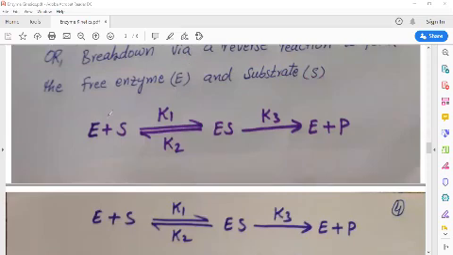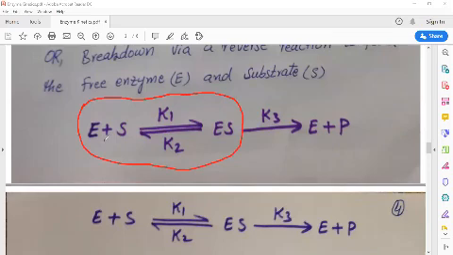Herein, we can see this general reaction is divided into two portions. This is the first portion, in which the enzyme binds to the substrate and they form the enzyme substrate complex in the forward reaction. The rate constant of the forward reaction is K1. In the backward reaction, the enzyme substrate complex forms free enzyme and the substrate molecule, and the rate constant is K2.